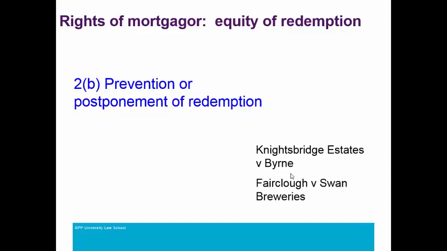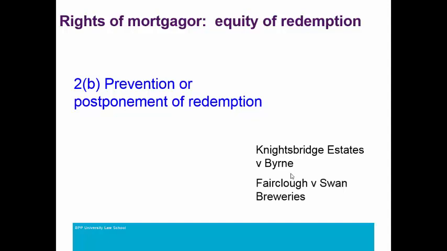In Knightsbridge Estates and Burn, this was the commercial mortgage of a freehold property. It was a pub, and the mortgage deed said that the legal date for redemption was 40 years after the start of the mortgage term. So the equitable right to redeem didn't kick in until 40 years and 1 day. The borrower wanted to redeem early, and it asked the court to declare that the clause was invalid to enable it to pay back the loan early, but the court said no.